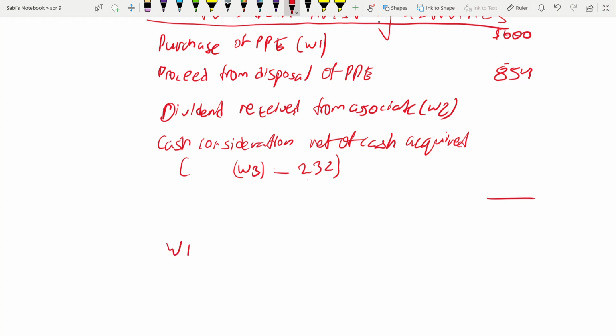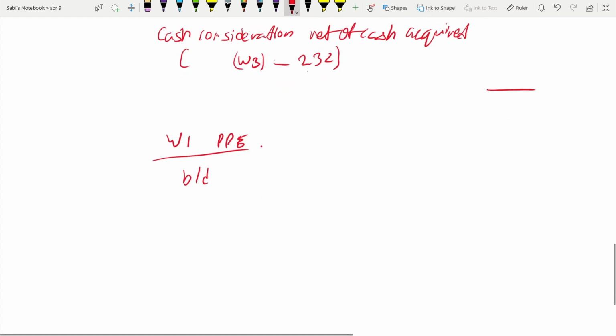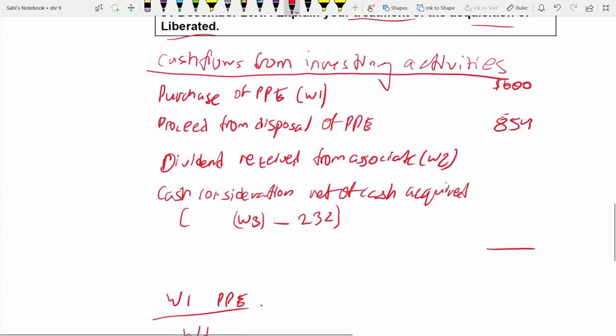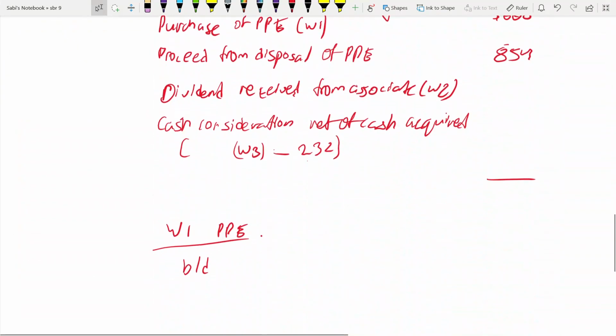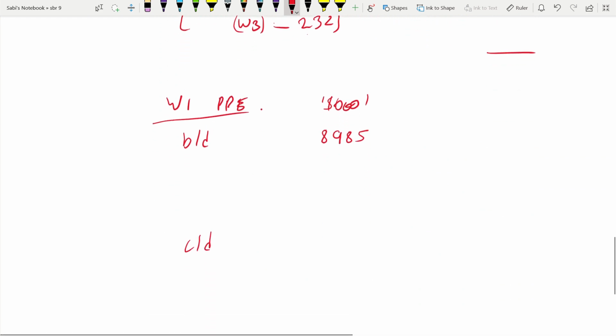So working one is PPE. Label it like this. Okay. You start with the closing and the opening balance. I always tell like that. Statement of cash flow items start with opening and closing. From where are you getting the figure? Statement of financial position. You see this and this. So you start the opening balance as, okay, drop down the 3 zeros, 8985. And closing is 11157.